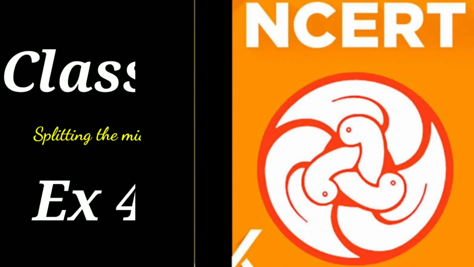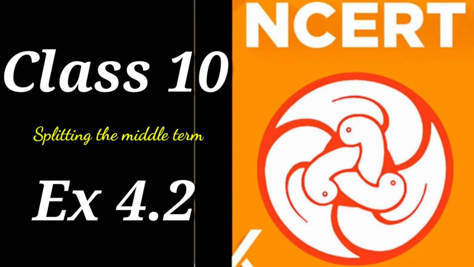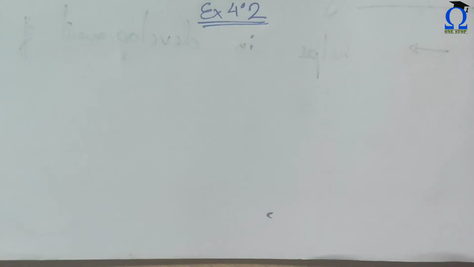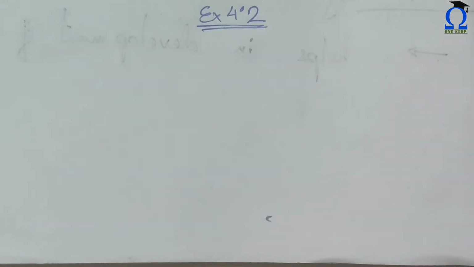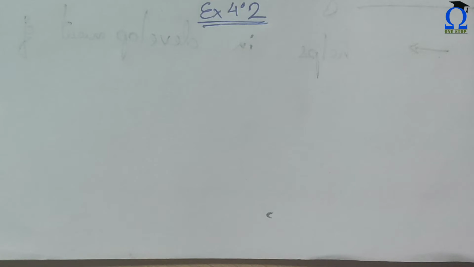Hello everyone, now let us start our next exercise, that is 4.2 of class 10 NCERT. So far we have studied the quadratic equations, the standard form, and finding the zeros by using the splitting the middle term method. In this exercise also we will be solving the quadratic equation with the help of splitting the middle term, which we have been studying so far. I'll be discussing some of the steps here again.